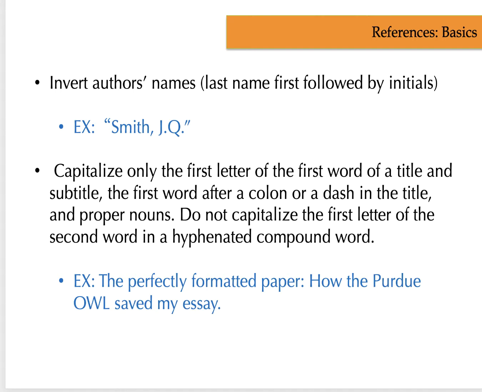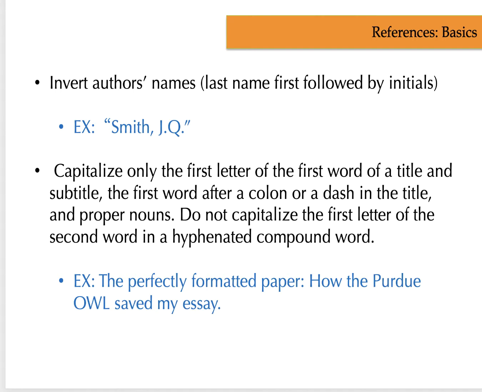The first word after a colon or a dash in the title, and proper nouns. As a reminder, a proper noun is the name given to something to make it more specific. For example, rather than saying him, we're going to say Jonathan. Rather than saying the city, we're going to say New York. Or instead of saying tomorrow, we can say Monday.